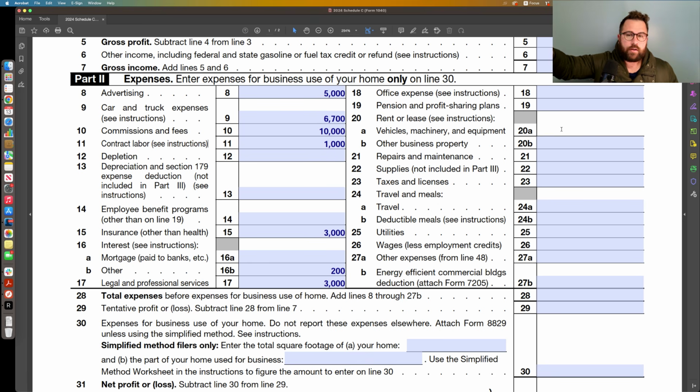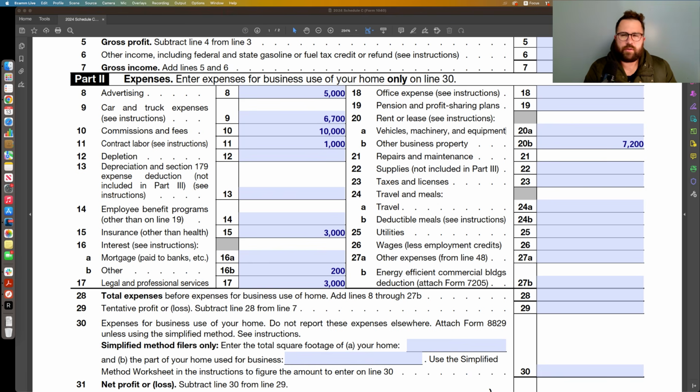Rent or lease, right? You rent a car, vehicles, machinery, equipment, that goes there. Other business property, like maybe you rent an office space. I have an office here that is just me in this particular room. Other staff are in other rooms and other staff work remotely, but let's say you pay $600 for a little room for the month. So times 12, what's that? $7,200, right? So you can have an office rent.